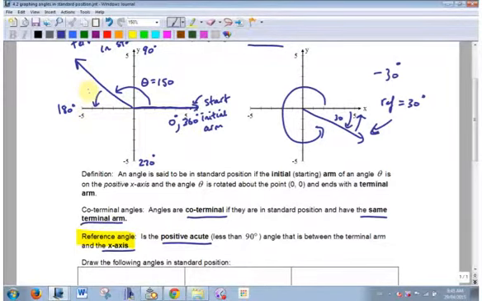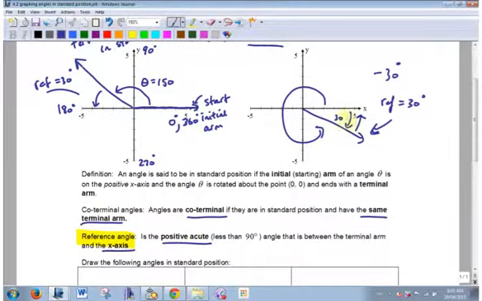So if it's in quadrant 2, you might want to memorize while I subtract it from 180. That'll always work. Or just do the picture and see what it is. What would be the reference angle here? 30 degrees, right? Okay?